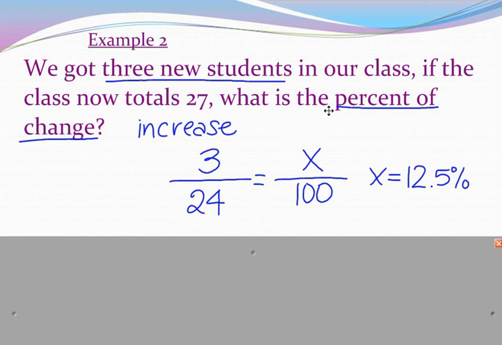Example 2 is different than example 1 because it told us the change in the problem, and we had to use the change to find the original.